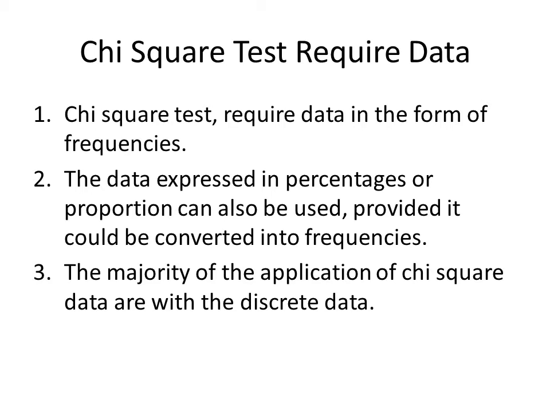Being a sum of square quantities, chi-square distribution can never be negative. In other words, chi-square distribution is a family of curves in which each distribution is defined by the degree of freedom associated with it. So, the data used by the chi-square test has to be in frequency. The major data used in chi-square test is discrete data.